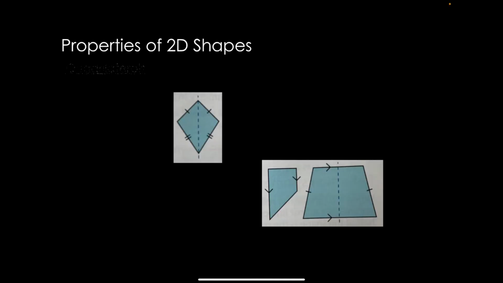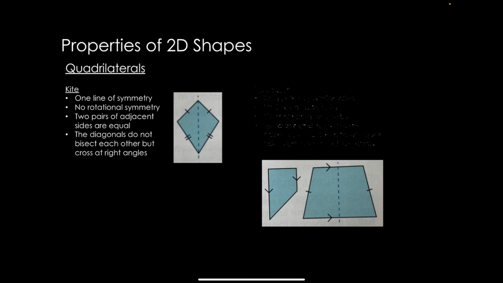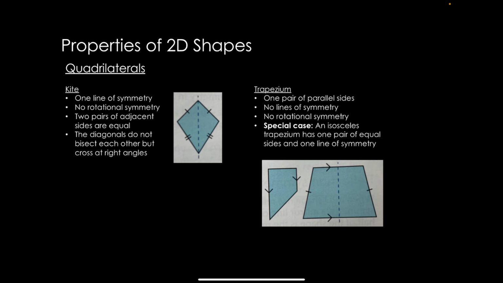Right, the last two, we have a kite and we have a trapezium. A trapezium comes up quite a lot, especially they ask you for the area of a trapezium. We're not going through that today, but what we will go through is just the properties. We'll be going through the area of trapeziums later.